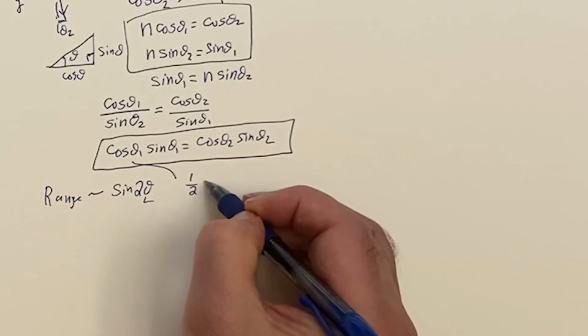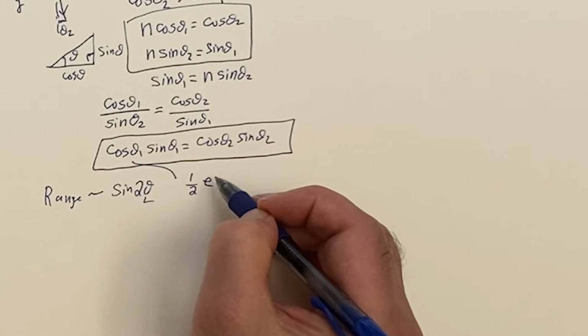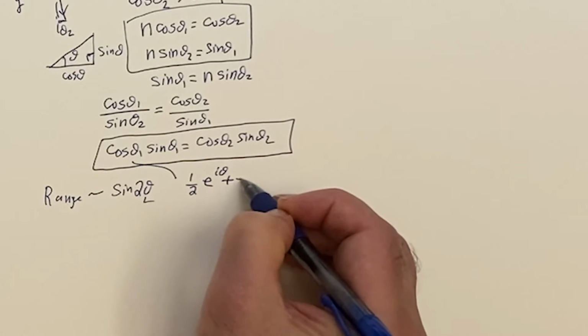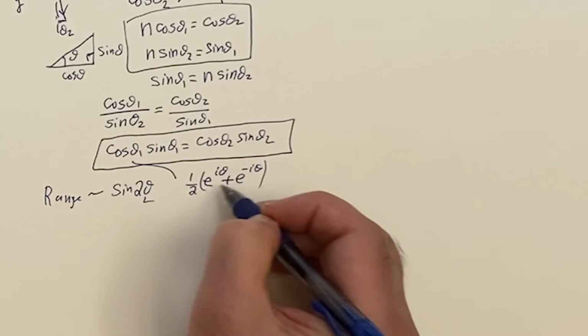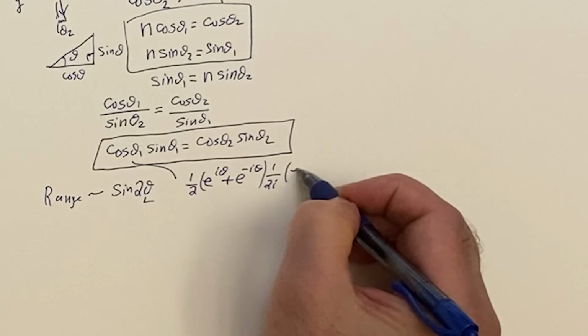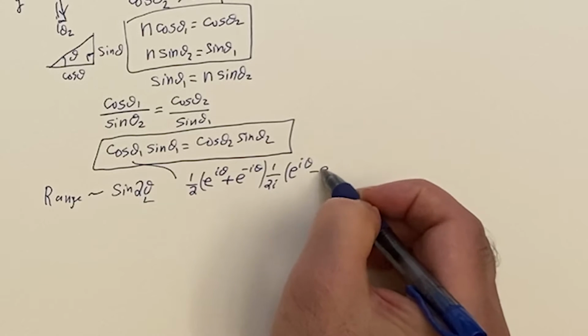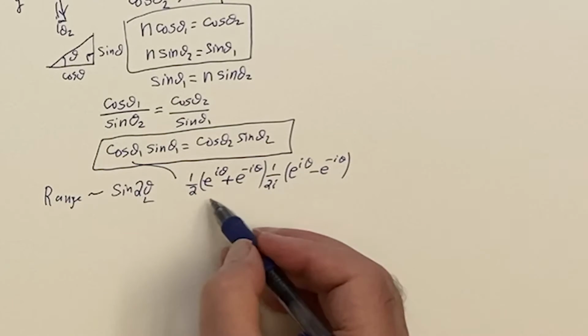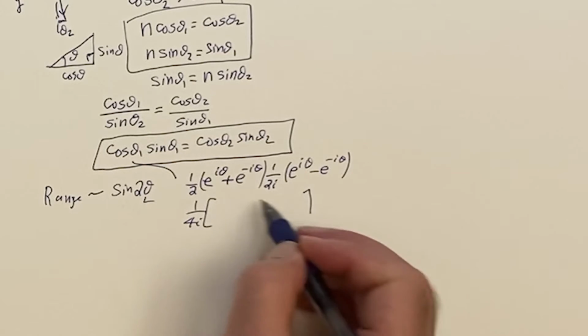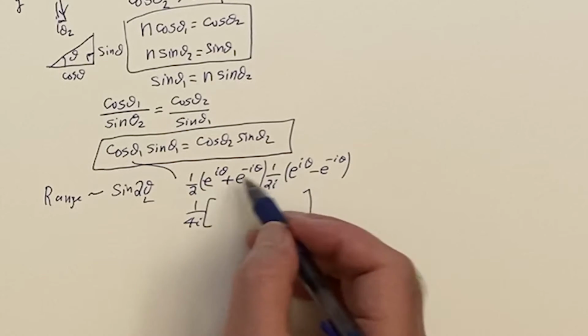Your Euler formulas, by the way, are golden. You want to remember those. This is e to the i theta. Always remember your Euler formulas. You might forget trig identities, but never forget Euler. So this is the sines and cosines using Euler. And then if you look at this, you get 1 over 4i. And this is a sum and difference.